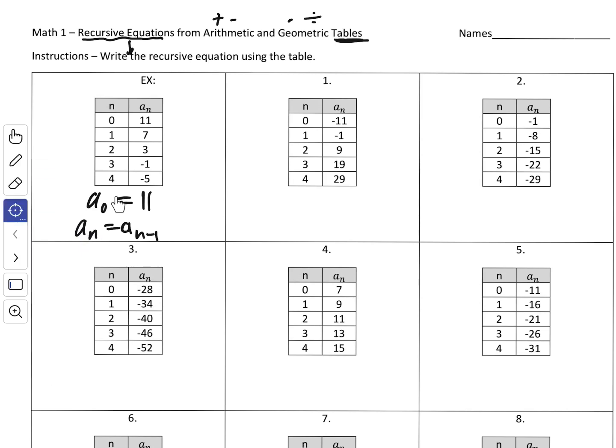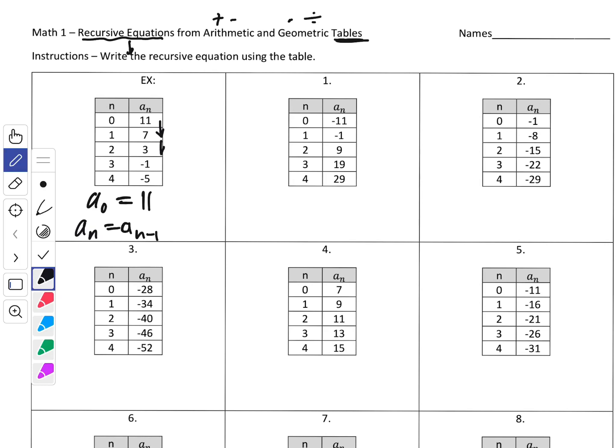Then the a sub n, that represents our next term, is equal to a sub n minus 1, which is the previous term, and so we have to use the pattern here. The pattern being, as we go from 11 to 7 to 3 to negative 1 to negative 5, we're subtracting 4 each time. So that's our pattern. On this one, really, all it comes down to is just writing the parts we need.